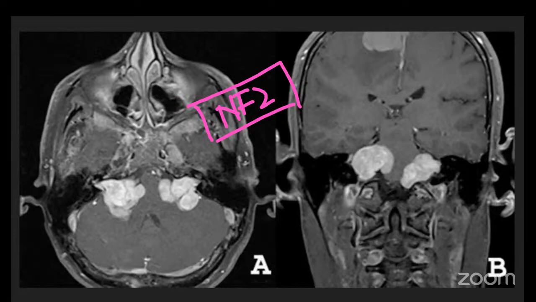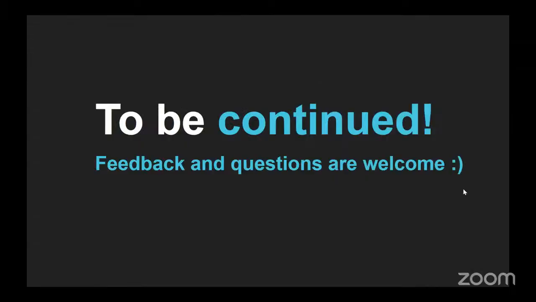Tomorrow, we are going to discuss the association with NF2 along with the management protocol. How do we decide and what goes into the decision making? We will not cover the surgical approach separately because the retrosigmoid approach was already done. So that's it for today. This is a wrap. It's to be continued tomorrow.